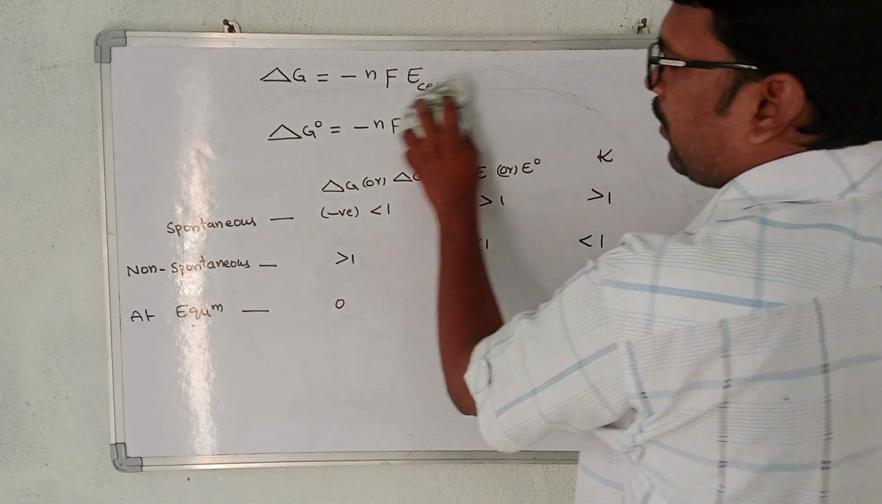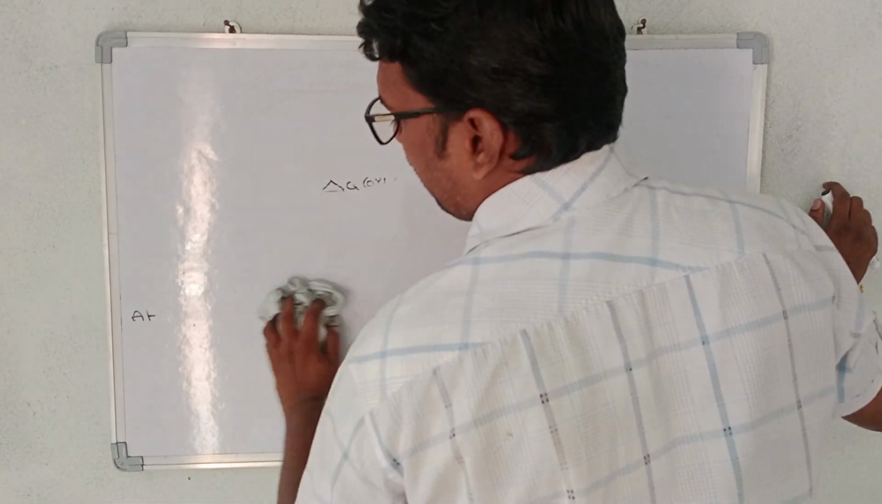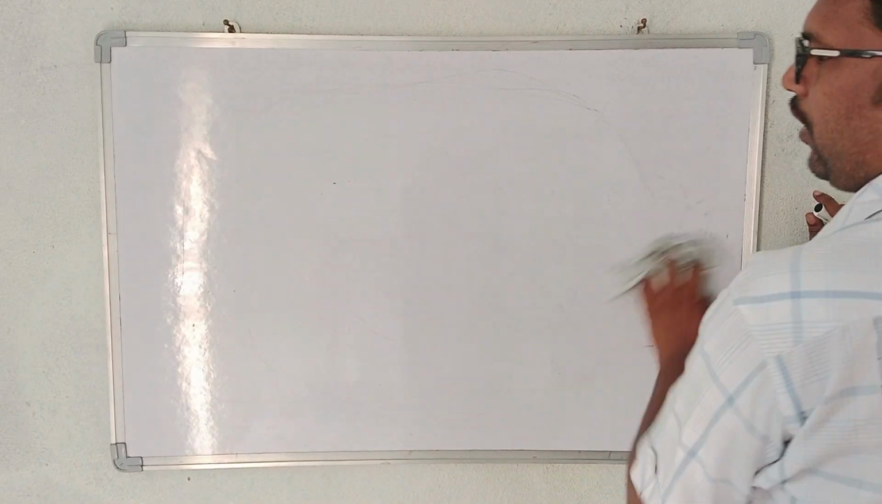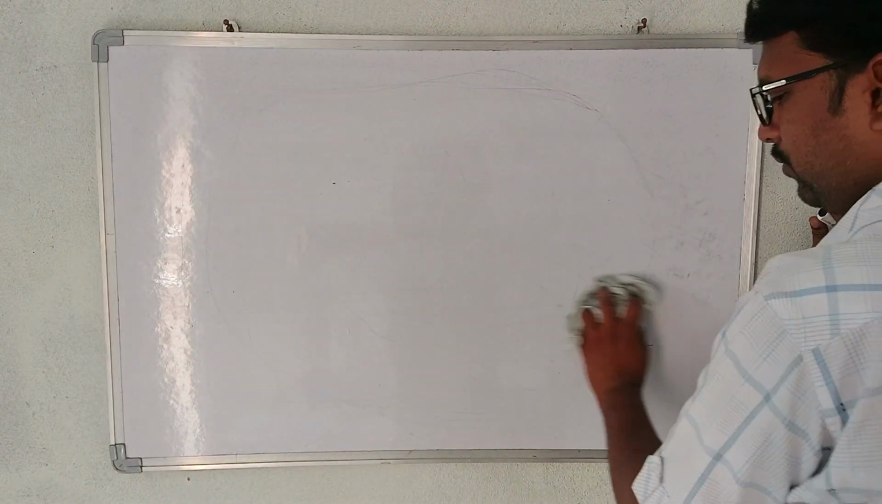You can remember. Right. After this, now we write this Nernst equation for the hydrogen electrode. So now you can see the hydrogen electrode.